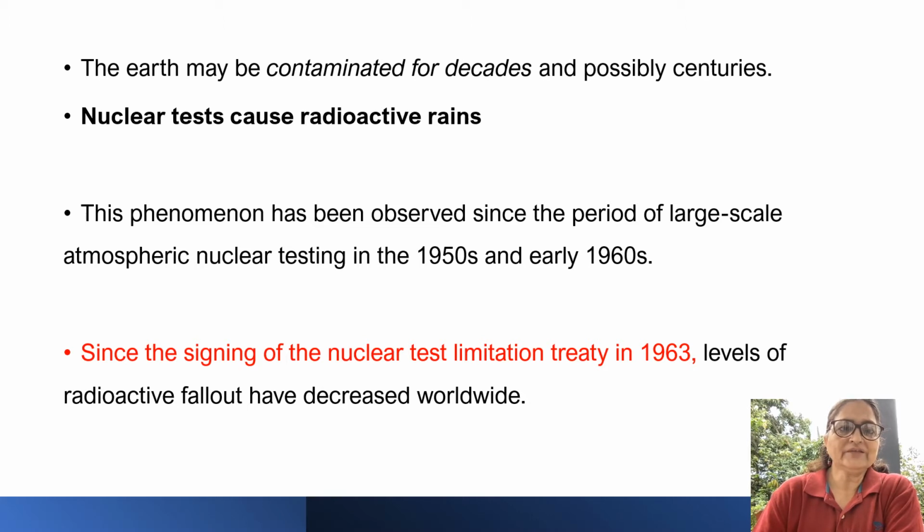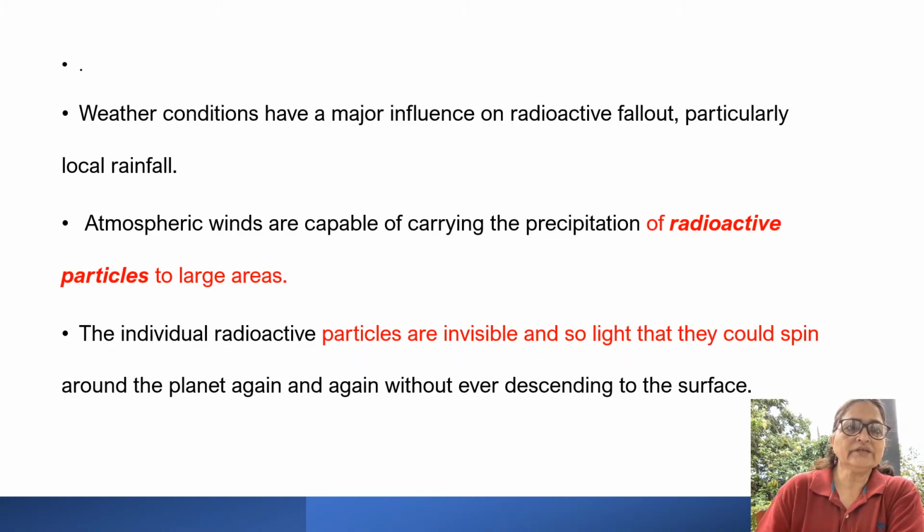This phenomenon has been observed since the period of large-scale atmospheric nuclear testing in the 1950s and early 1960s. After the signing of the Test Ban Treaty in 1963, levels of radioactive fallout have decreased worldwide. Weather conditions have a major influence on radioactive fallout, particularly local rainfall. Atmospheric winds are capable of carrying the precipitations of radioactive particles to large areas.